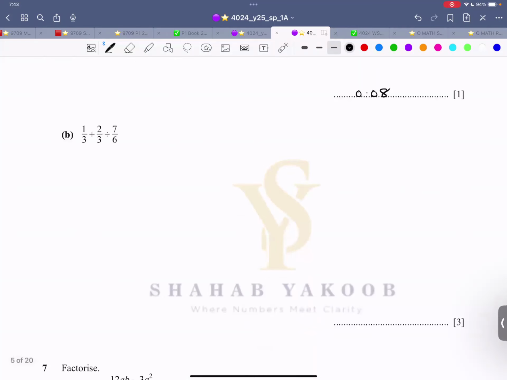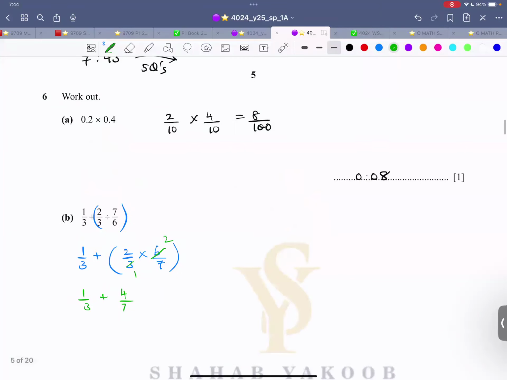And then this thing. Now this is order of operation. So this is plus, there is division. So basically there is a bracket like this. So this is 1/3 plus 2 over 3 into 6 over 7. So now do the cancellation. 3 1s are 3, 3 2s are 6, 2 2s are 4. So therefore this is 1 over 3 plus 4 over 7. Which question is this? This is question number 6.